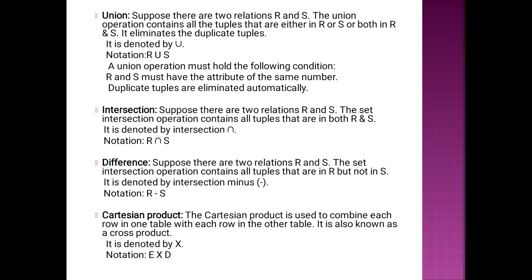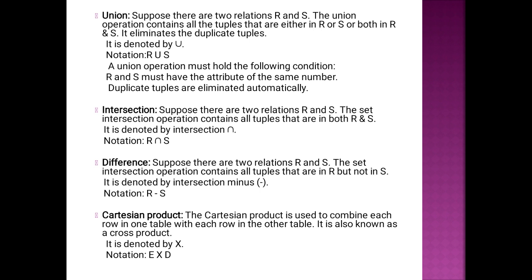A union operation must hold the following condition. R and S must have the same number of attributes. Duplicate tuples are eliminated automatically. Now you are well familiar with the terminology. Attribute means columns. So the two tables R and S must have the same number of columns to apply union operations. Duplicate tuples are eliminated automatically.